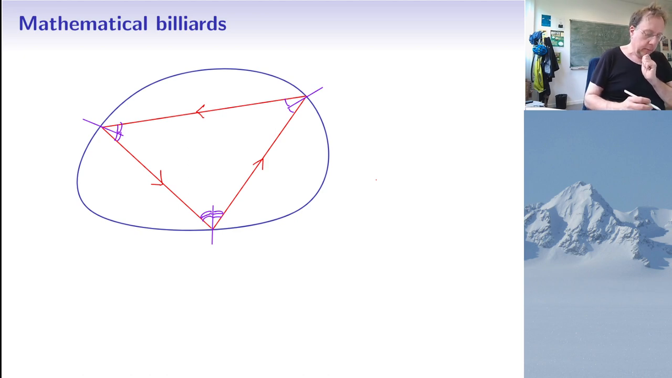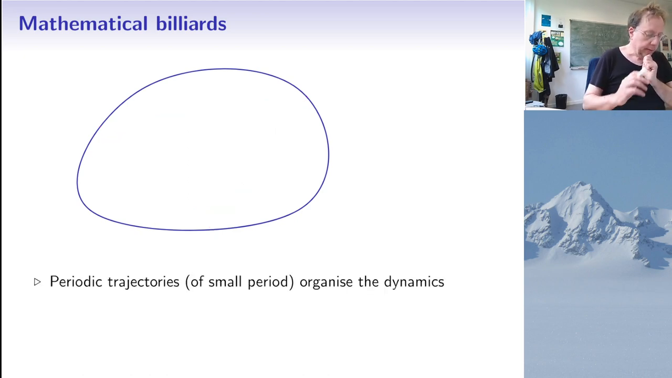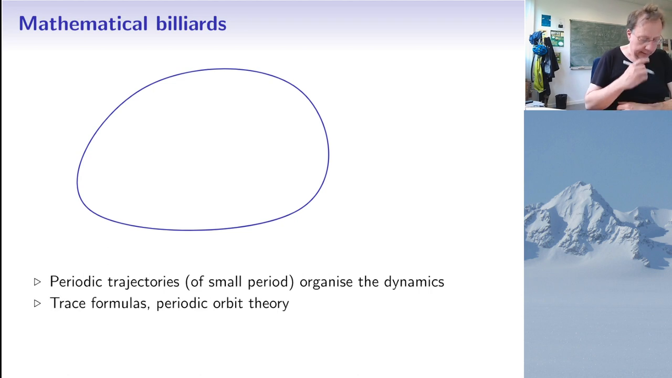Now, why is this useful? So one reason is that periodic trajectories, mostly those that have a small period, tend to organize the dynamics, and I will explain a bit better what I mean by that in a minute. And the other thing is related to what is called periodic orbit theory.